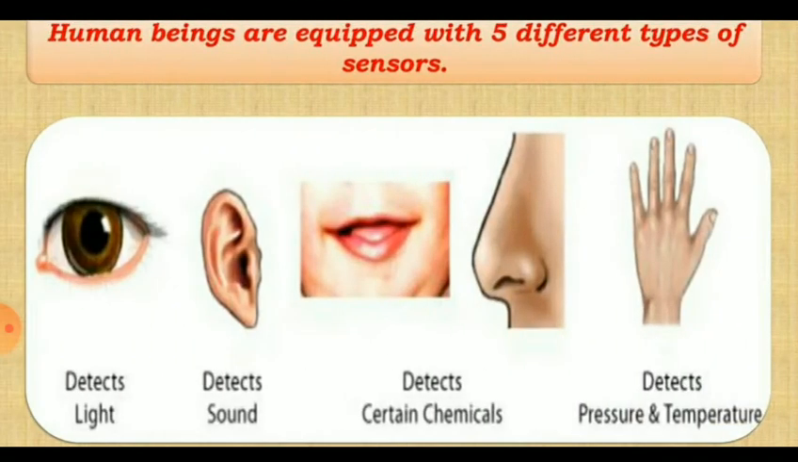Now, human beings are also equipped with different types of sensors. You can see the eyes that detect light, then ears that detect sound, then mouth or nose that detect certain chemicals, then hands detect pressure and temperature.